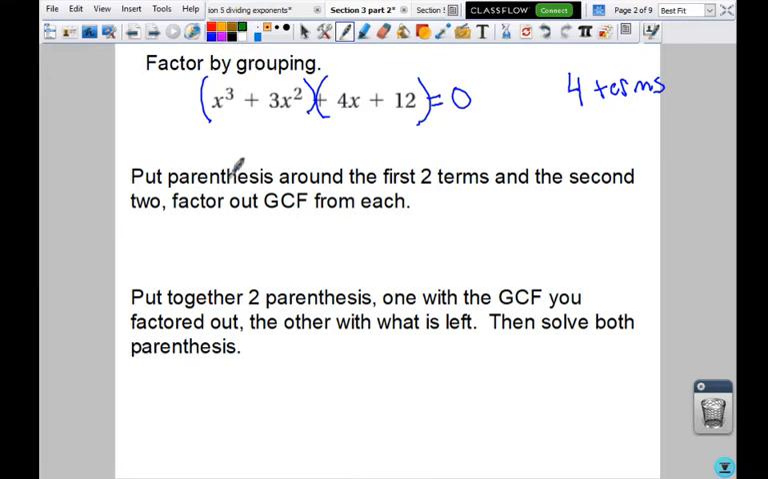So I'm going to look at this first parenthesis. What's the biggest thing I can take out of x to the third and 3x squared? X squared, right? So I'm going to factor out an x squared from this parenthesis. I'm going to put it out in front here.